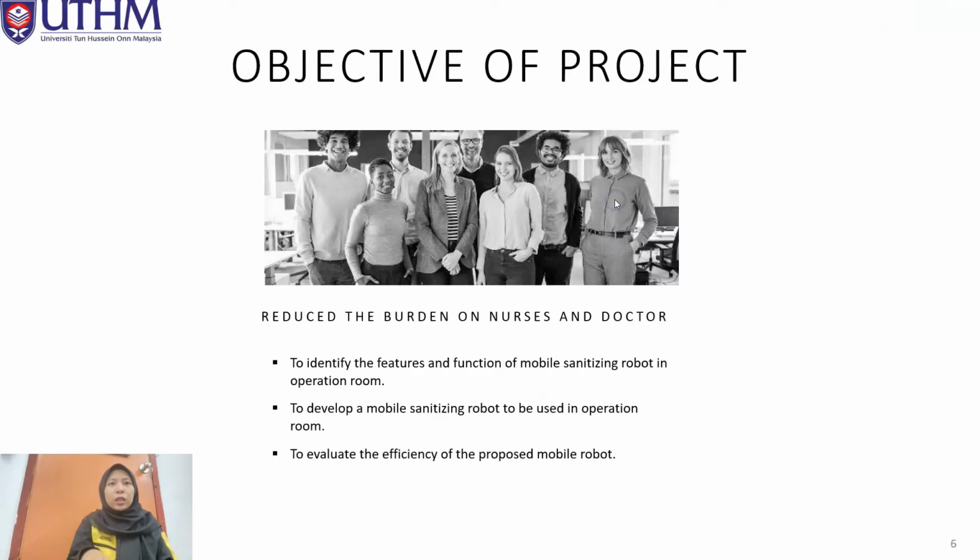Next is the objective of the project. We have three. First is to identify the features and function of the mobile sanitizing robot in operation room. Second one is to develop a mobile sanitizing robot to be used in operation room, and the last one is to evaluate the efficiency of the mobile sanitizing robot. So next is the project scope.